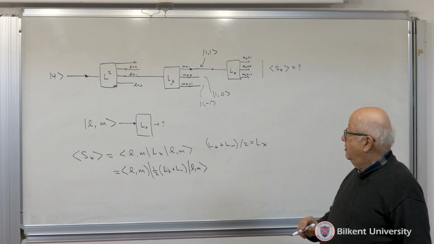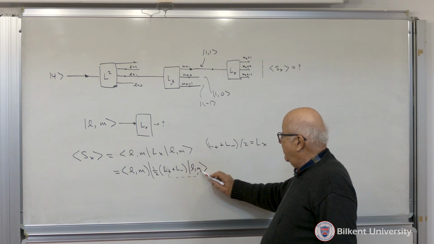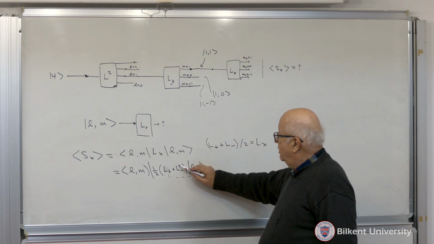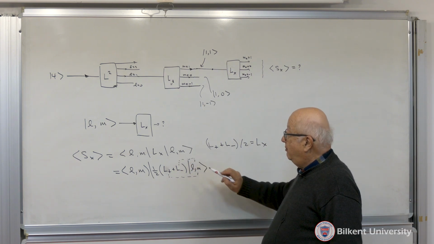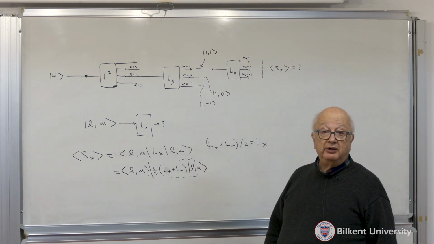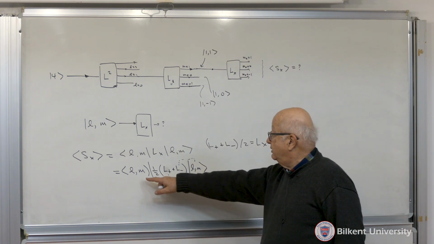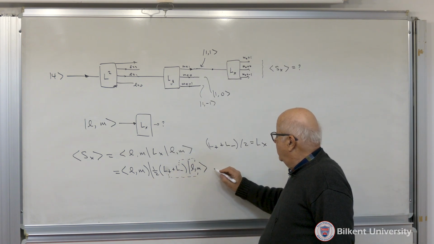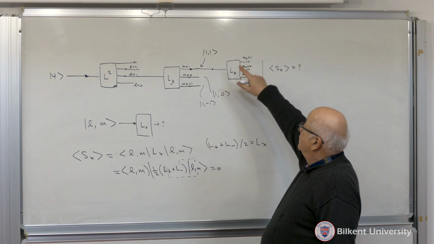Right? Why? Because L plus acting on |l,m> is going to give me |l,m+1>, and L minus acting on |l,m> is going to give me |l,m-1>. But since these states are orthogonal, they are eigenstates of the Hermitian operator, so that is going to give you 0.